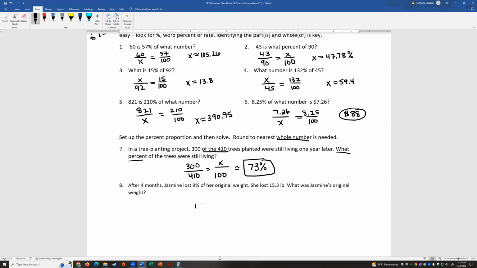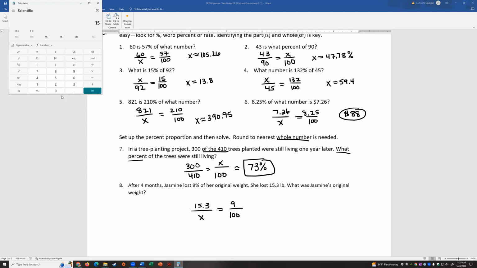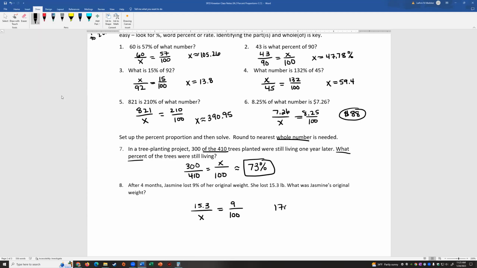So the part is what she lost. The whole would be her original weight. And we know that the part she lost was 9% of her whole original weight. So this is going to be 15.3 times 100 divided by 9. She had an original weight of 170 pounds.